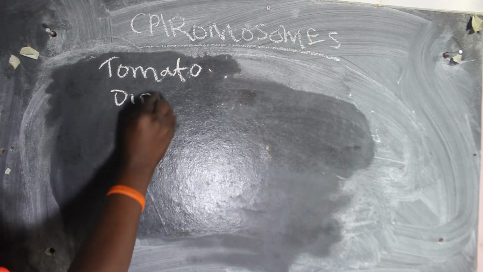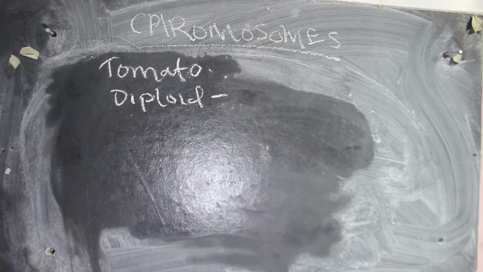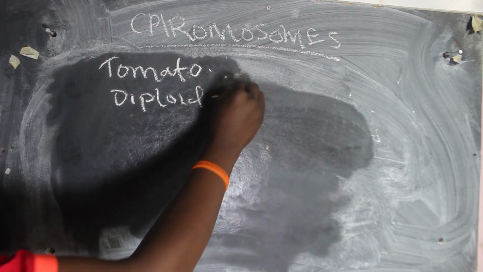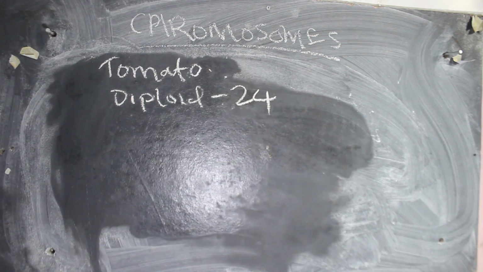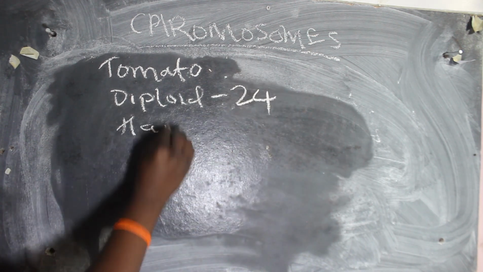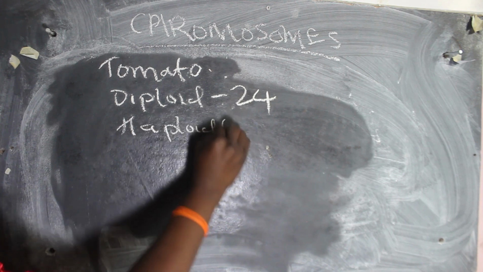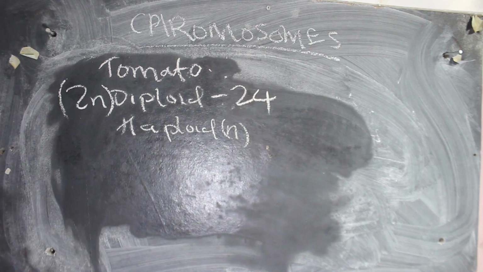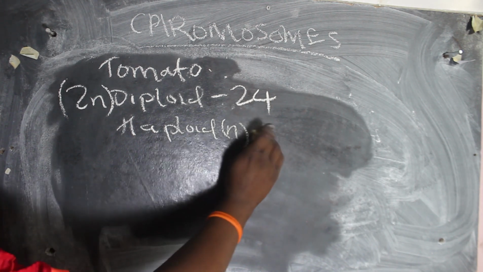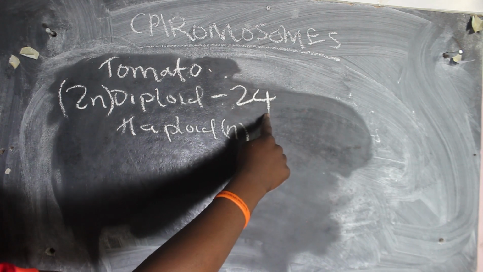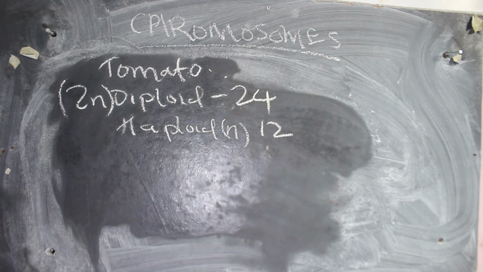So the diploid in tomato will be what? We talked about reproduction in plants. The tomato has a diploid of 24. If the diploid of tomato is 24, what will be the haploid number? Diploid is 2n, remember that. So what is half of 24? It's 12. So the sex cells for tomato will have 12 chromosomes.